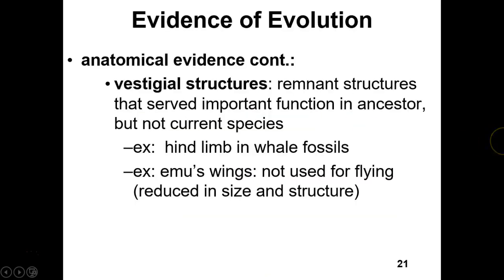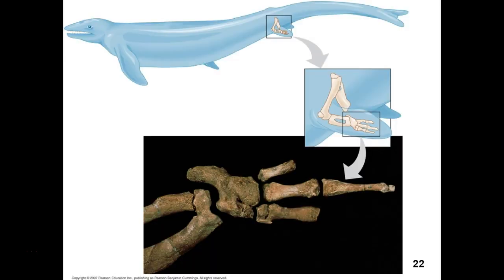A vestigial structure then is a structure that is a remnant of probably an important structure in the past. So an example are the hind legs of the whale. Whales don't come out on land anymore, but they do still have those bones.